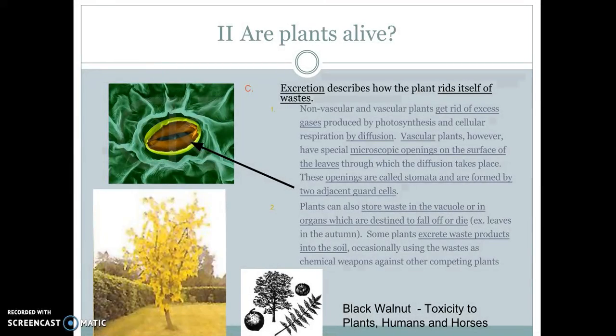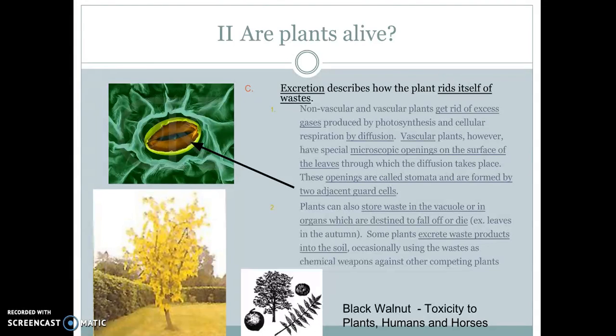Then we start talking about excretion. So how do we get rid of all these wastes that are produced within just normal life processes? So non-vascular and vascular plants actually get rid of excess gases. So going through photosynthesis and respiration, we're going to end up with CO2 and oxygen, and actually get rid of it by the process of diffusion. Vascular plants, however, actually have special microscopic openings on the surface of their leaves, through which that diffusion takes place. These are called stomata.